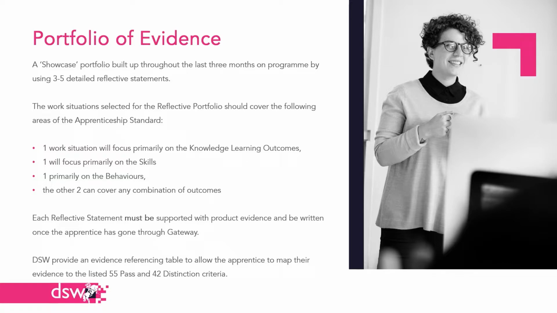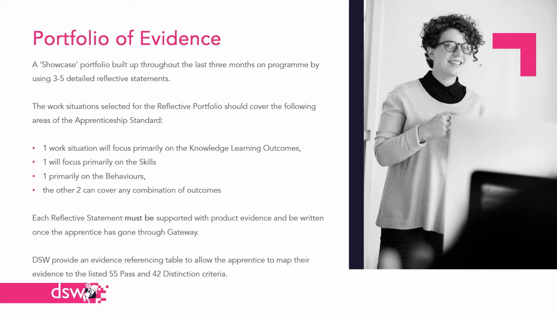We would recommend that evidence is collated towards the end of the programme, as this is when the apprentice should be competently demonstrating the knowledge, skills and behaviours required. The apprentice will select appropriate evidence to meet the learning outcomes detailed in the referencing table. The apprentice will need to describe and evidence 5 work situations presented through 3 to 5 detailed reflective statements, which should be written once the apprentice has passed through Gateway. The work situations selected for the reflective portfolio should cover the following. They should be presented as reflective statements which demonstrate your competence in the knowledge, skills and behaviour learning outcomes.